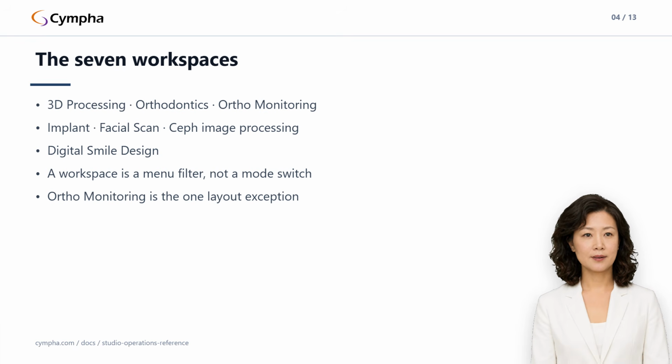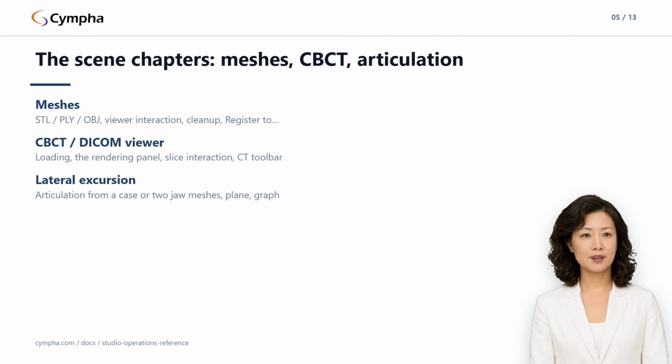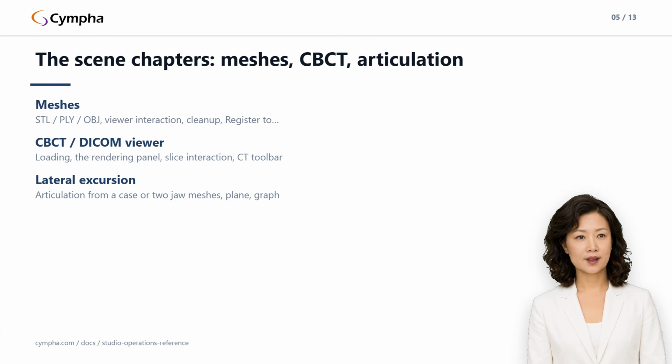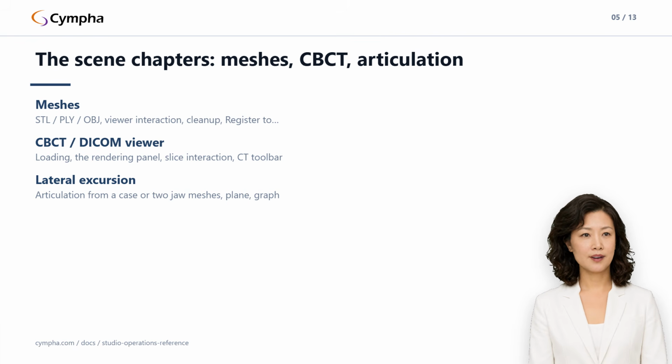The CBCT chapter covers loading DICOM, the rendering panel in the left dock, how slice interaction works, scroll, window and level, pan, and the CT-only orthographic toolbar that appears when the active view is a slice. And the articulation chapter covers lateral excursion, starting the simulation from a loaded case or from 2 jaw meshes, the occlusal plane, and the clearance and collision graph. If you've watched the earlier lectures in this series, these 3 chapters are the written deep ends of exactly those topics.